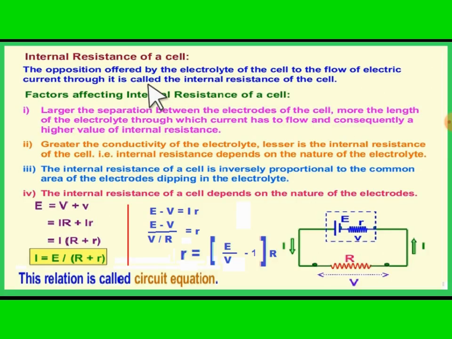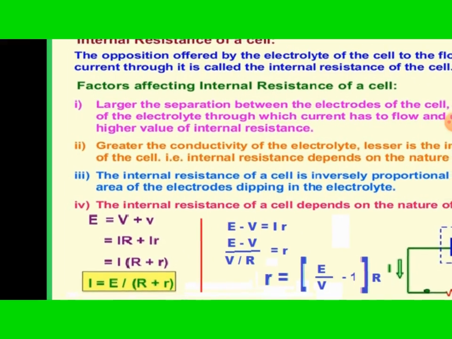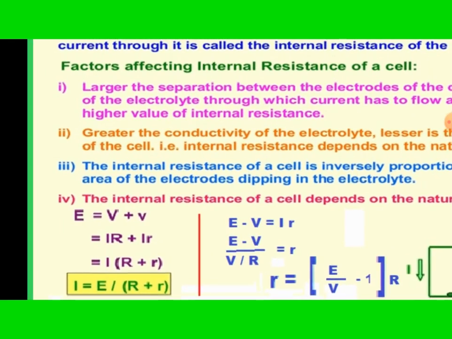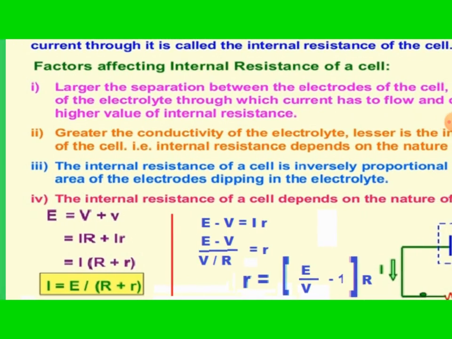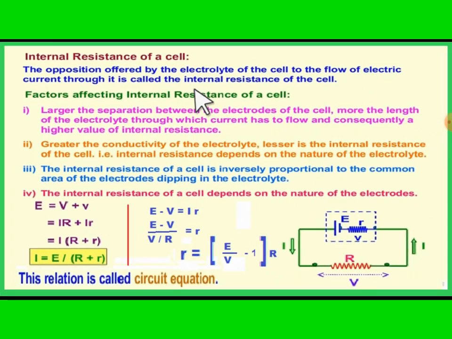Now let's see about the internal resistance of a cell. Now what is meant by resistance? We know that resistance is the opposition to the flow of charged particles. In the case of electricity, we generally take this charge as the electron. So the opposition to the flow of free electrons in the conductor, we simply call it what? Resistance, right? And now this is concerning a cell.